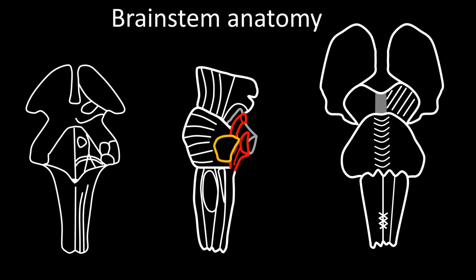You can see in this frame three views of the brainstem: a posterior view, a lateral view, and an anterior view. We are going to start by drawing and describing the posterior view. Try drawing this figure as I do, that is at the same time as I am doing them.